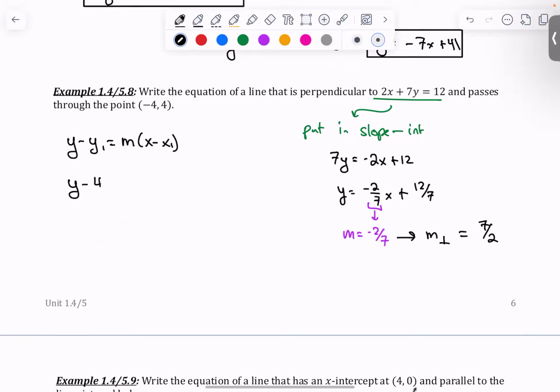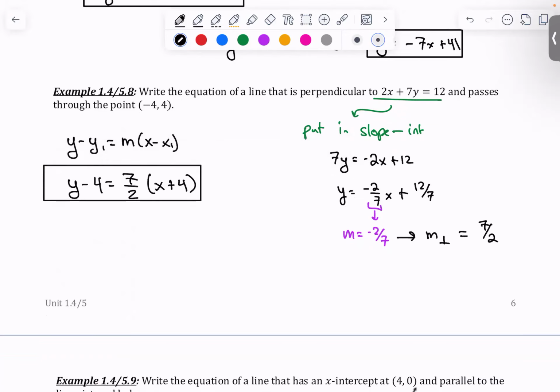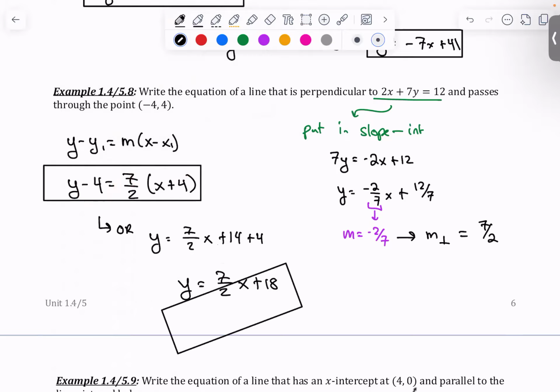y minus 4 is equal to 7/2 times x minus negative 4, so plus 4. That is an acceptable answer, though sometimes they want us to write it in slope intercept form, which we can do. y is equal to 7/2 x plus 14 plus 4. That's coming from when I distribute the 7/2 into the 4. It becomes 7 times 2, which is why I got the 14. And then I add the 4 to both sides from this minus 4 here. That's where I get the other option, which is y equals 7/2 x plus 18. Either format is fine.